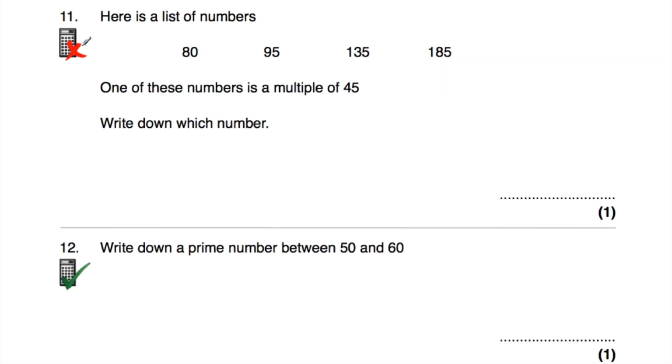Okay, let's look at our next question, question number 11. So question number 11 says, here's a list of numbers, 80, 95, 135, and 185. And the question says that one of these numbers is a multiple of 45. Write down the number. So let's write down the multiples of 45.